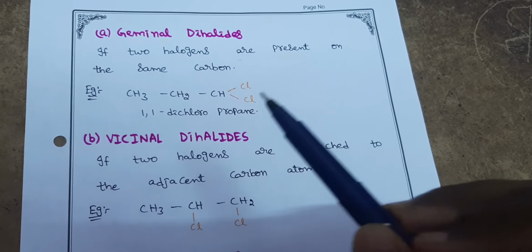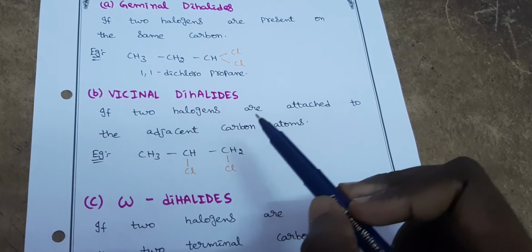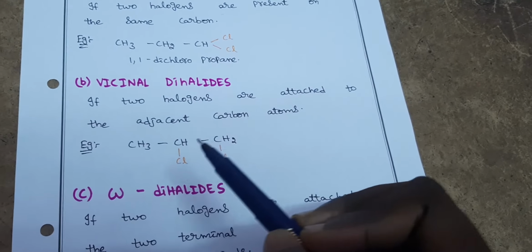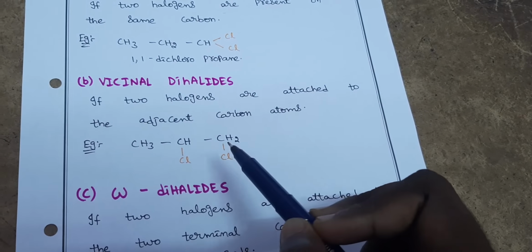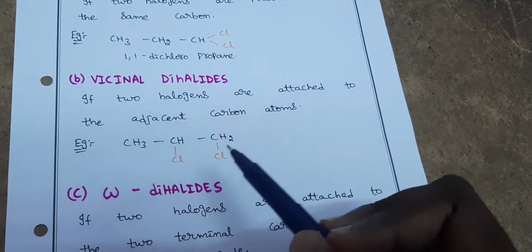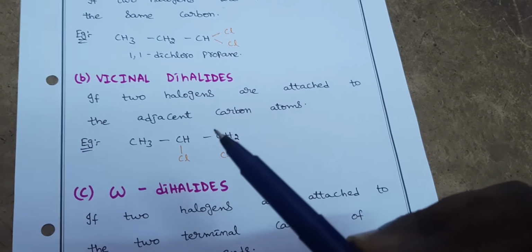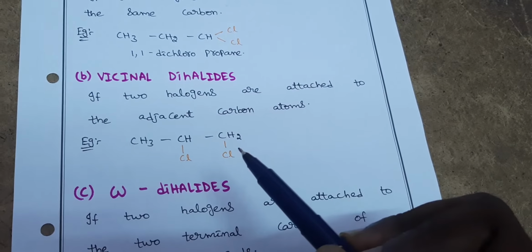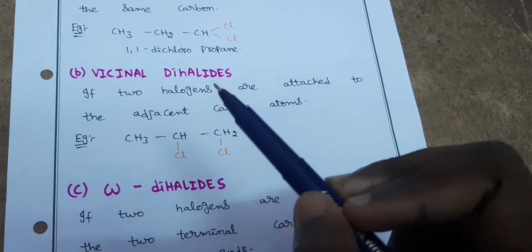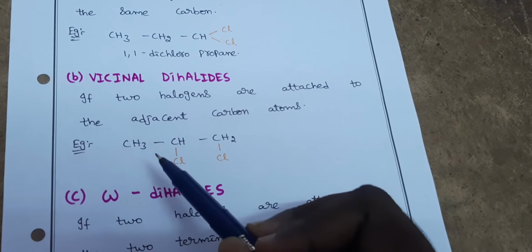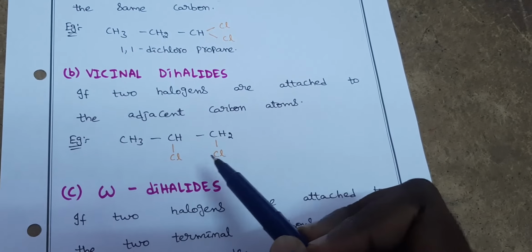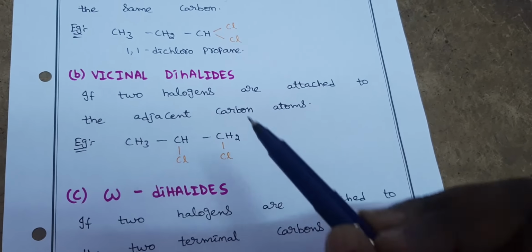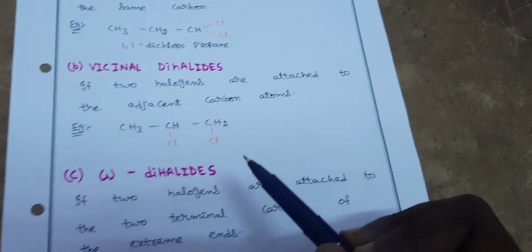Next, when it comes to the vicinal dihalides, if two halogens are attached to adjacent carbon atoms, see, the carbons which are adjacent to each other. If the halogens are attached to two carbon atoms which are adjacent, then those particular dihalides are known as vicinal dihalides. See here, 1,2-dichloropropane is a best example of vicinal dihalides.